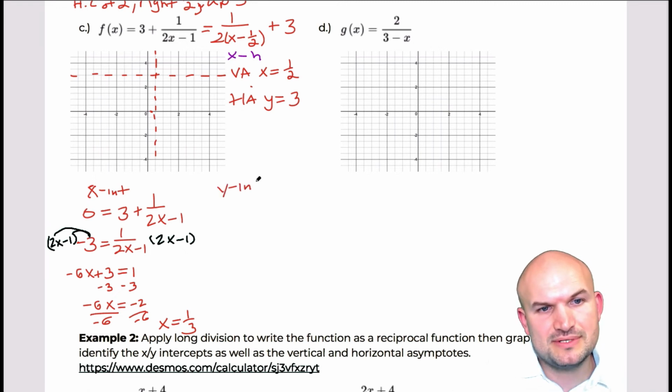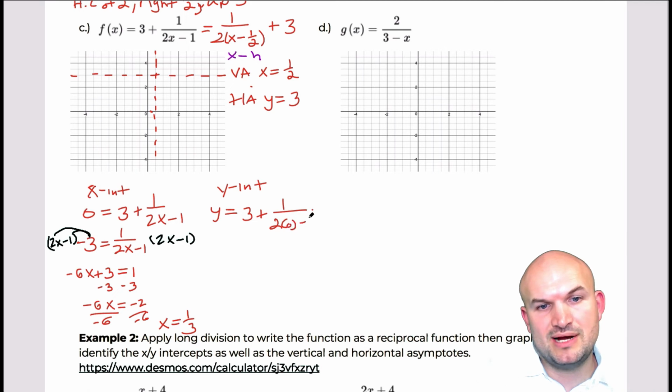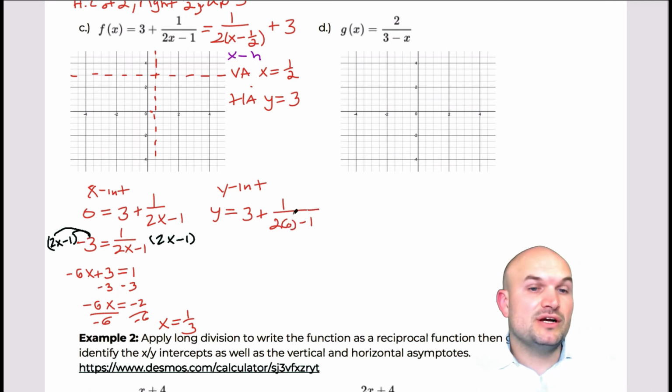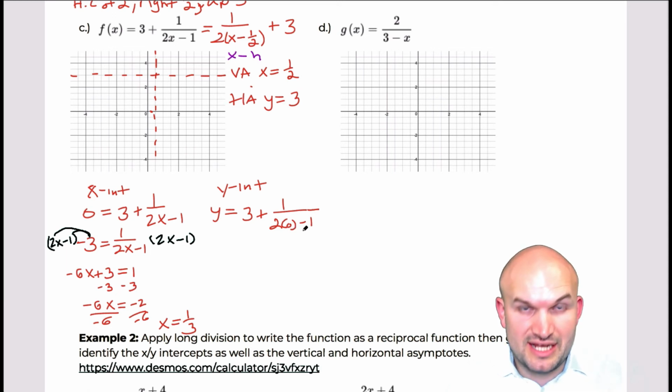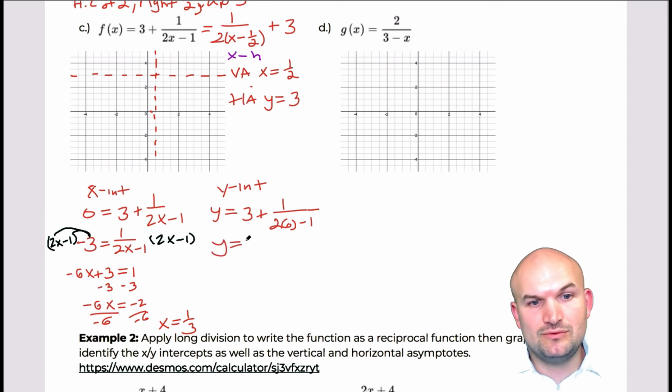And then to find the y-intercept, we're just going to do y is equal to 3 over 2 times 0 minus 1. Oh, that's a 1. Oops. Let's just erase that. That's going to be 3 plus 1 over 2 times 0 minus 1. Okay, so 2 minus 0 is 0. 1 divided by negative is 0. 0 minus negative 0 minus 1 is negative 1. 1 divided by negative 1 is negative 1. So therefore I have y equals 3 minus 1. Y is equal to 2.